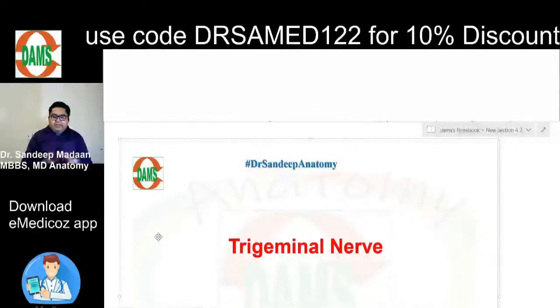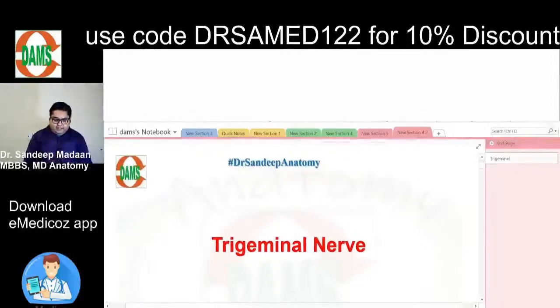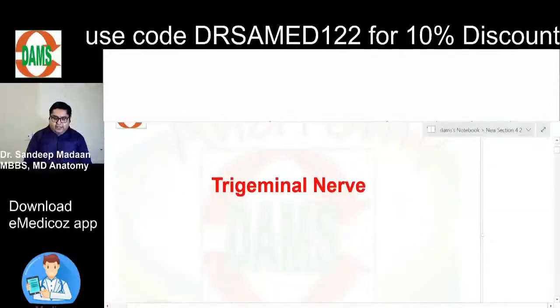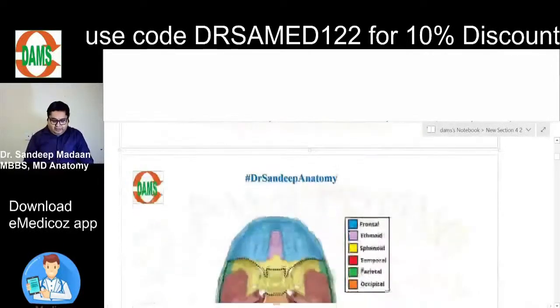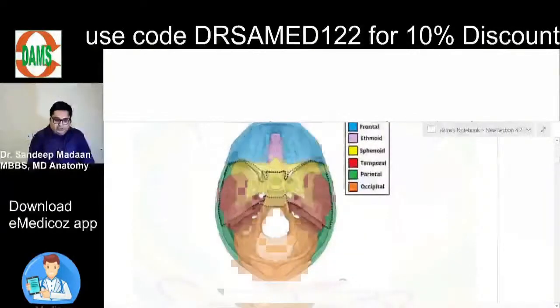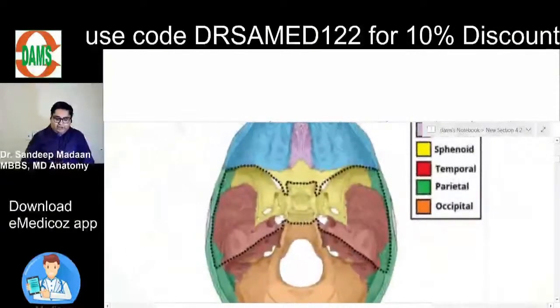Now the trigeminal nerve, as we understand, has three divisions: ophthalmic, maxillary and the mandibular. We will be beginning this lecture by looking at the foramina which are used by these nerves for exiting, right? Let me start with that. So right now we are looking at the foramina of the skull, and we have removed the calvaria.